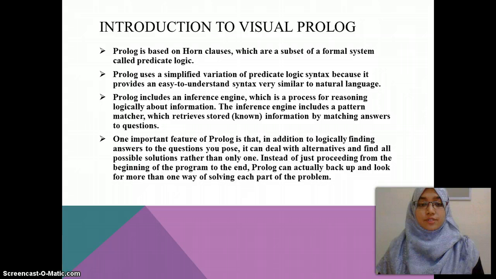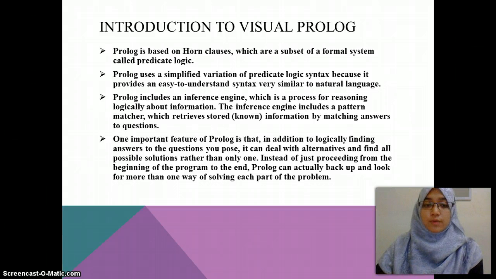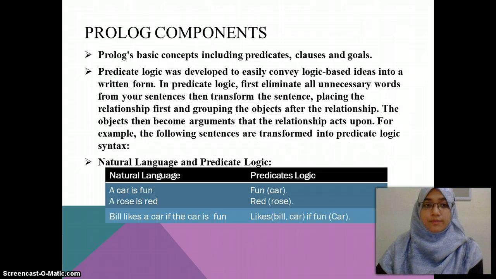One important feature of Prolog is that, in addition to logically finding answers to the question you pose, it can deal with alternatives and find all possible solutions rather than only one. Instead of just proceeding from the beginning of the program to the end, Prolog can actually back up and look for more than one way of solving each part of the problem.